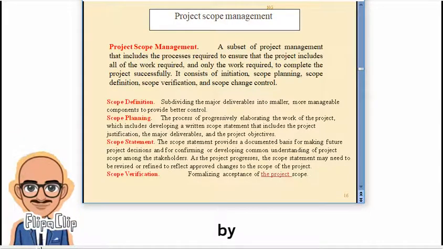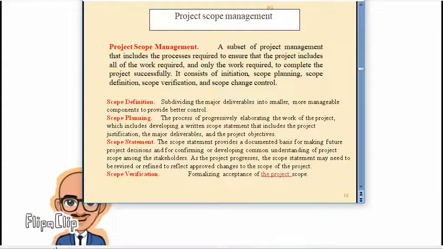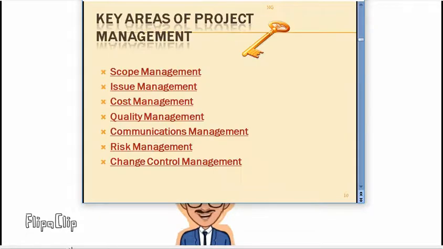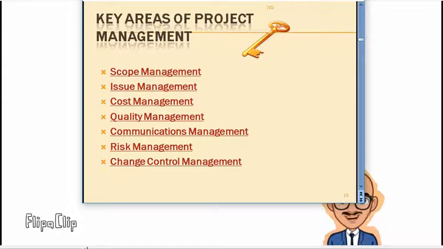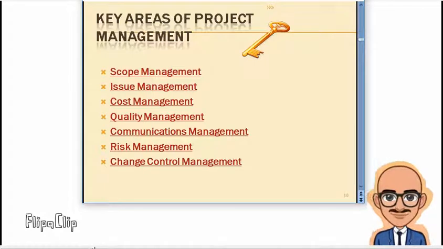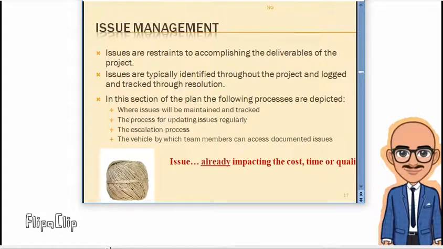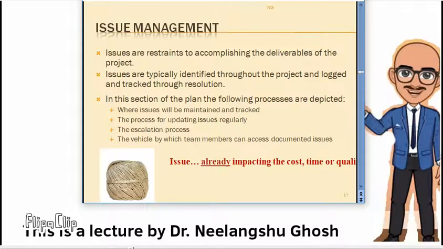So last day we explained the scope of project management. Let's go to the next part of project management. Next is issue management. What are the different issues during a project and how can we manage them?